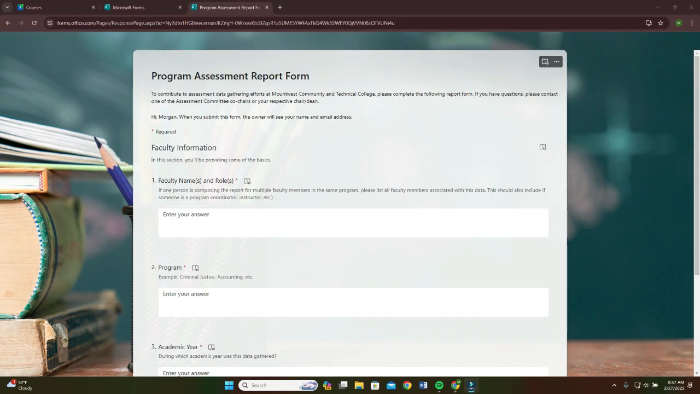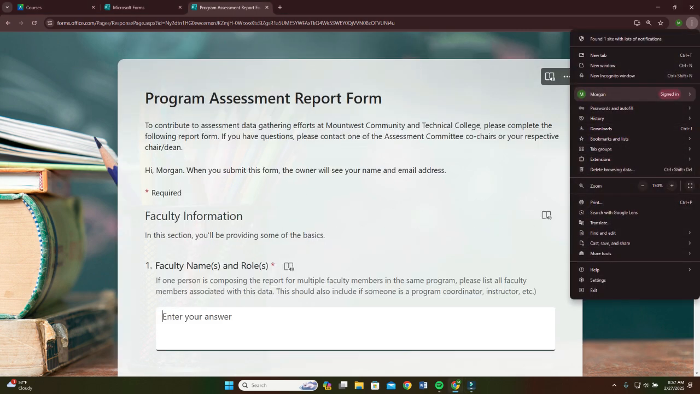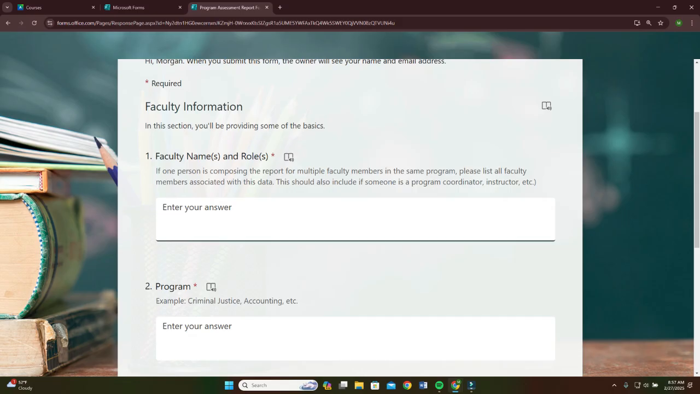This is pretty similar to what you've seen in the course level assessment form. I'll make it a little bigger so you can see. So we've got faculty names and roles. If you're a program of one, it would just be your name and what your role is. But let's say that you've got 3 or 4 folks that are writing this report together, then we would list all of them.